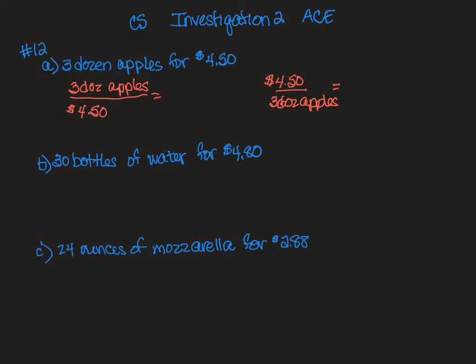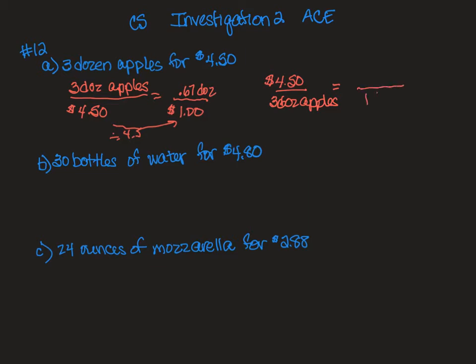So if I start here, then I'm saying, what is it? How many apples can I get for $1? Okay, so I'm dividing by 4.5. And so I would put in my calculator 3 divided by 4.5, and I would find out that I could get 0.67 dozen apples. Okay, so this would be divided by 4.5, divided by 4.5. This side is much nicer.